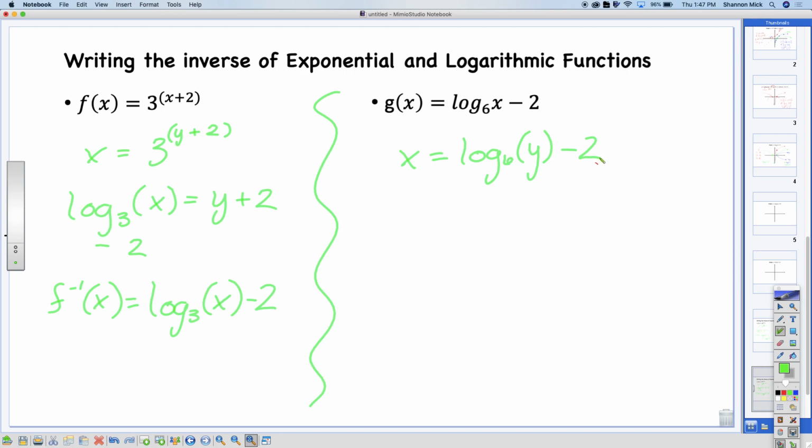Be careful. Is that 2 a K or an H? That's a K. Why is it a K? It's not that it works in parentheses. So do you see the value of putting parentheses in there? Yes. Okay, the book tends not to do it. If it's not in parentheses, it's not there. It's a K. So can I switch this into exponential form yet? No. I have to add 2, not subtract. So I have x plus 2 equals log base 6 of y.